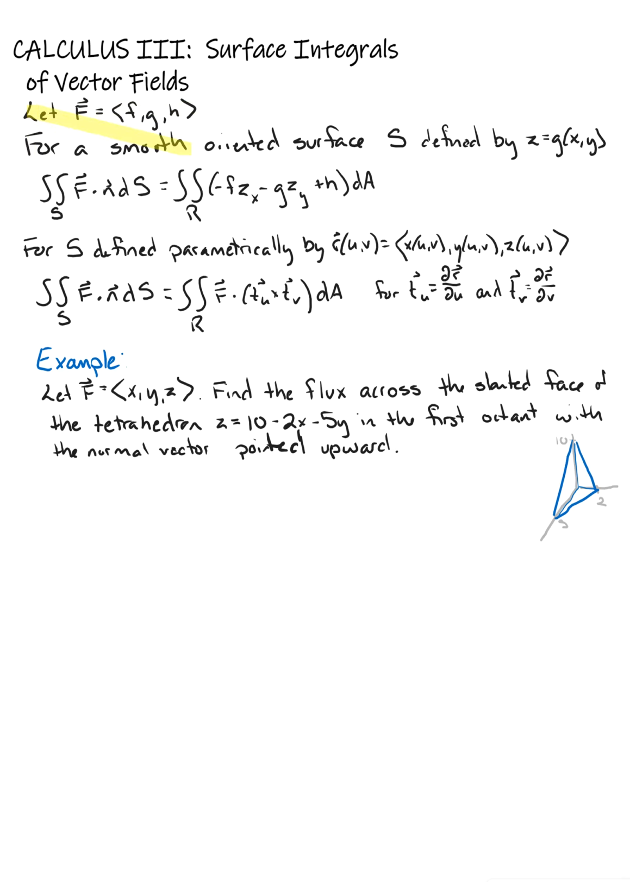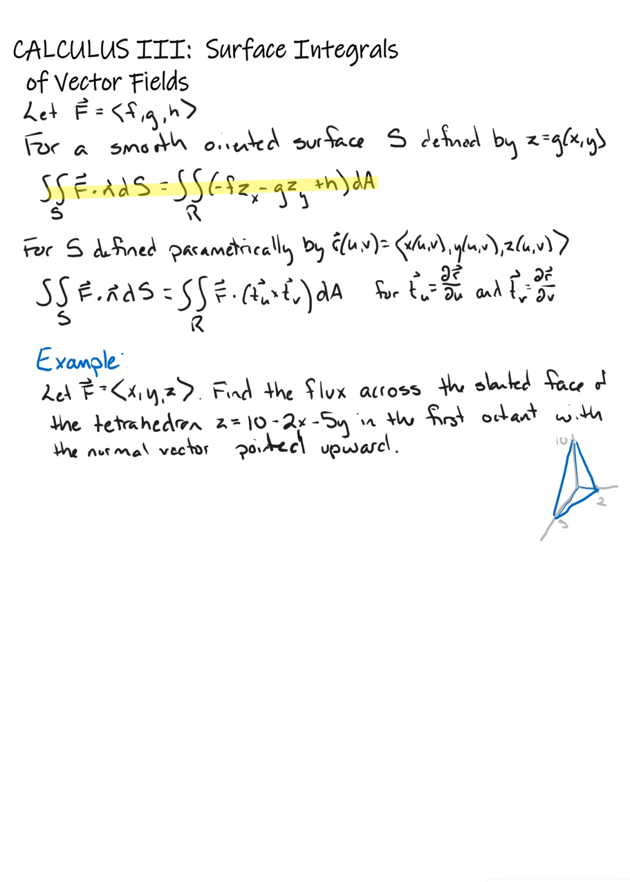Now, if we're looking at a smooth oriented surface, which we'll call S, it's defined by z equals g of x, y. So notice z is in terms of x's and y's. Then our surface integral over S, by the way, notice that this is F dotted with n, the normal vector, and we're integrating with respect to the surface.